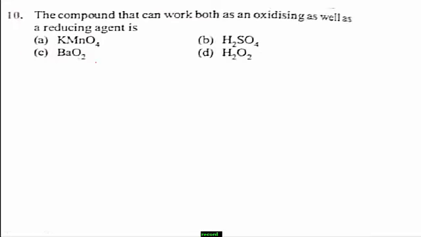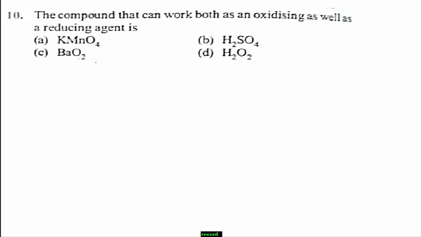Next, question number 10. The compound that can work as both an oxidizing as well as a reducing agent is: option A KMnO4, option B H2SO4, option C BaO2, option D H2O2. Which one is the right answer?